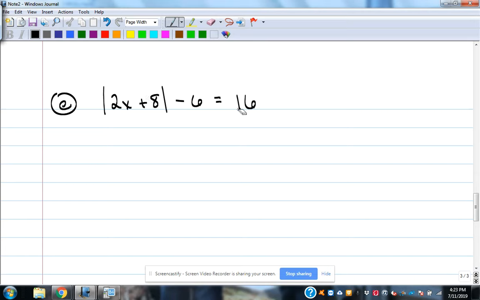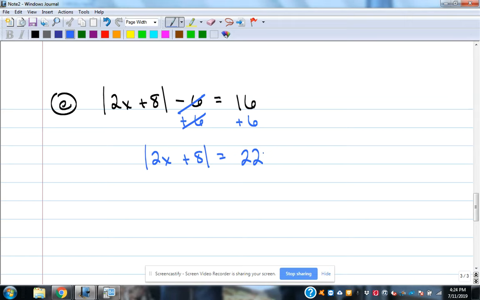Well, that's a little tough to do because you've got this extra thing here that's trying to take you away from that distance-from-zero idea. So the key to being able to do problems like this is to get the absolute value part by itself. We want to get that thing isolated. So we need to move this minus 6 over to the other side. That makes things a lot easier, because now you've got the absolute value of 2x plus 8, and then 16 plus 6, that's 22. That's an easy number. And now it looks like the problems we've been doing.